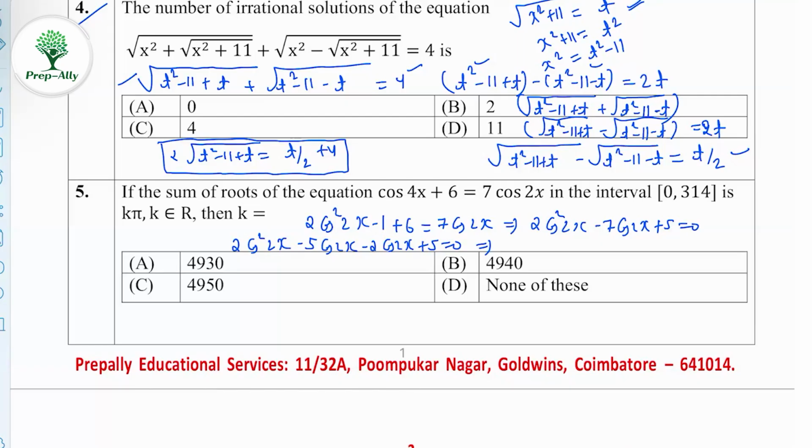cos 2x is equal to 1 by 2 or cos 2x is equal to 5 by 2. Okay, cos 2x is equal to 5 by 2 is not possible. So cos 2x is equal to 1 by 2. They are asking in 0 to 314. That means approximately 0 to 100 pi. Okay, so in 0 to 100 pi, how many times is cos 2x 1 by 2? So 2x should be what?